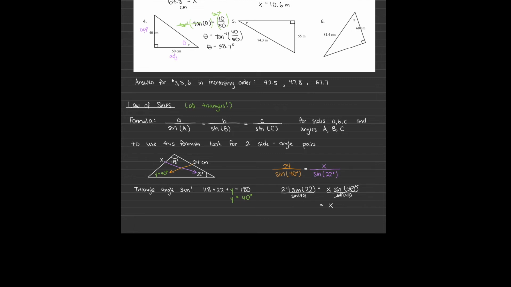And on the left side, if you do 24 times sine of 22, all divided by the sine of 40, we get that x is equal to 13.986, etc. So if I'm rounding this to three significant figures, it's actually going to round up to 14.0 centimeters. So our missing side x here is 14 centimeters.